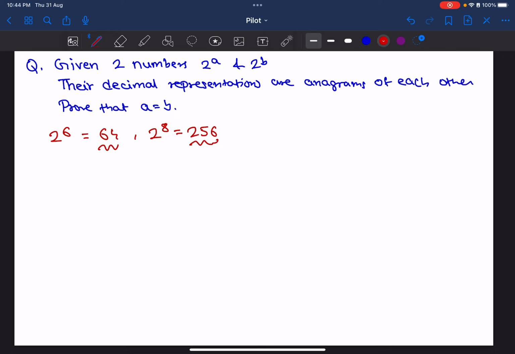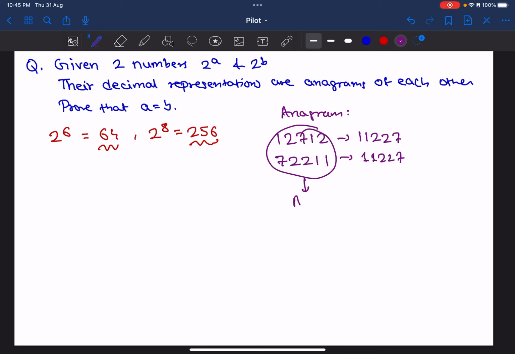Those things are called anagrams. So I'll just give you a basic example of anagrams. What is an anagram here? Anagram means a number like 12712 for the first number and the second number is 72211. When you sort these two numbers, that would be 11227, and this other number is also 11227. So these two numbers are the same, so these two numbers become anagrams of each other.